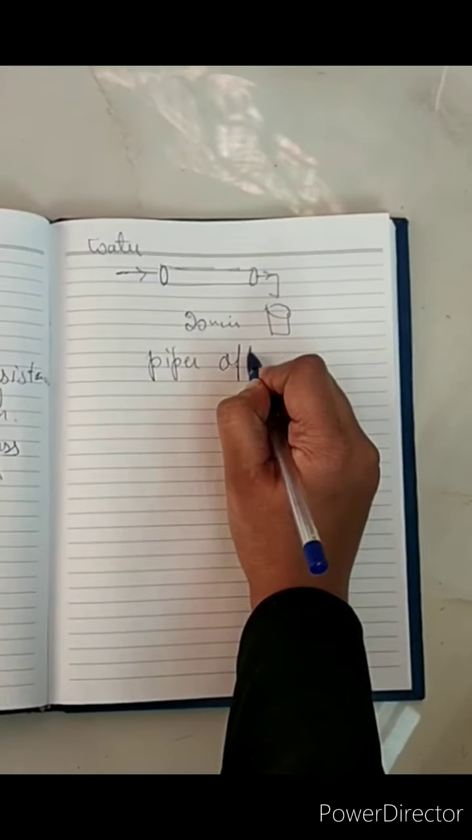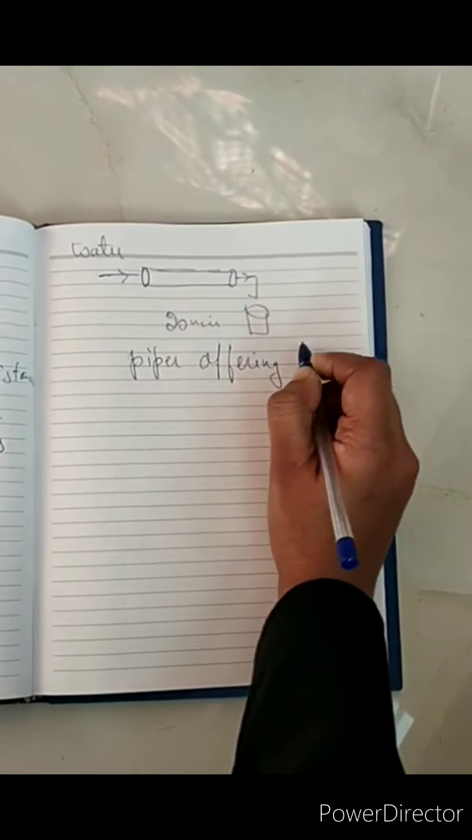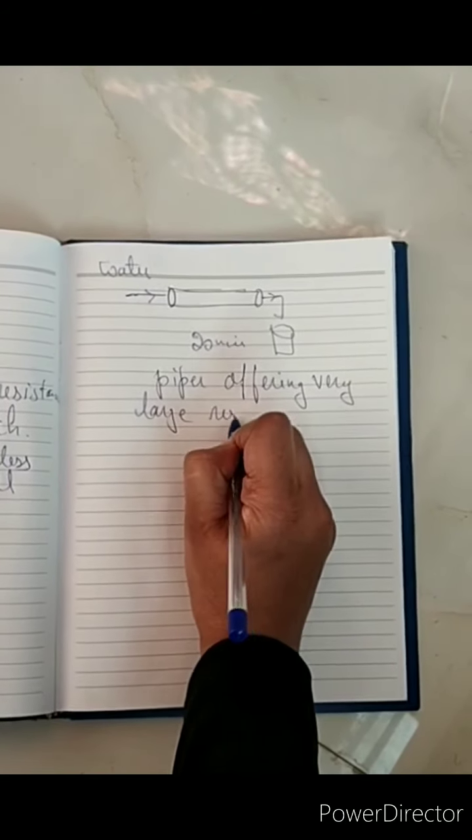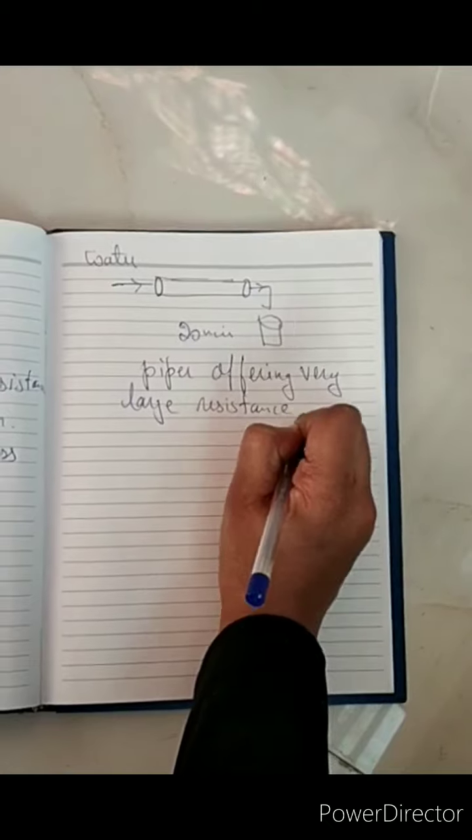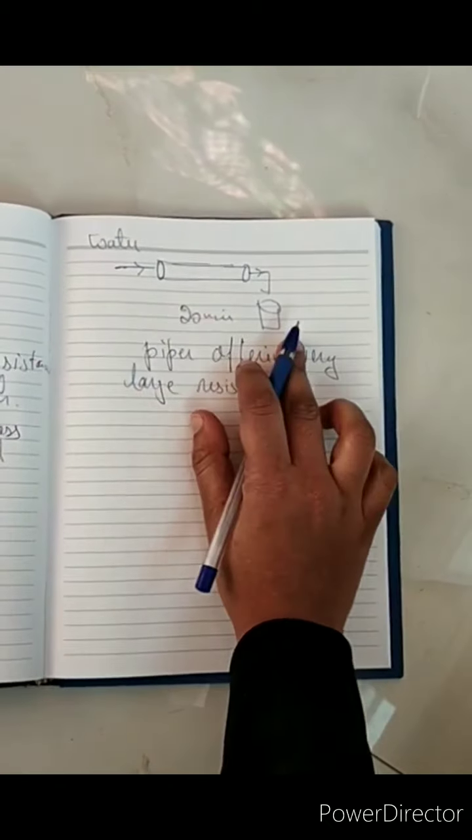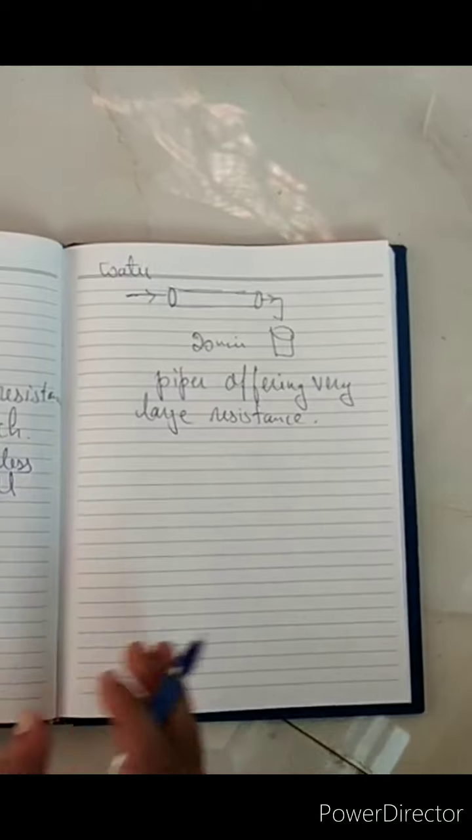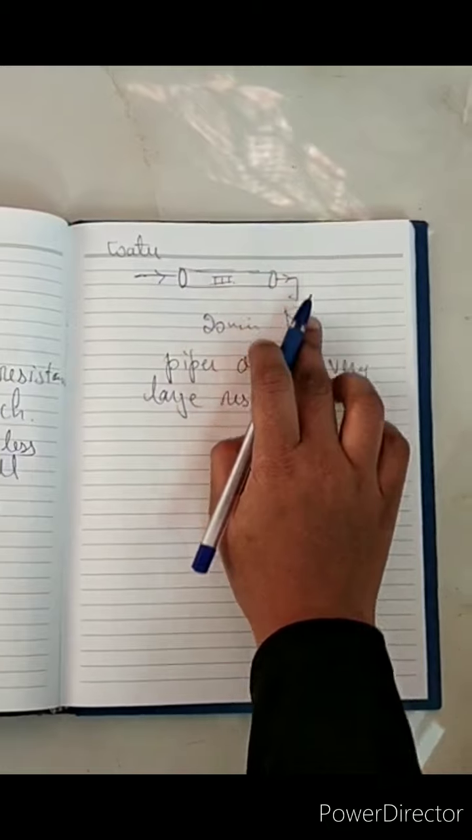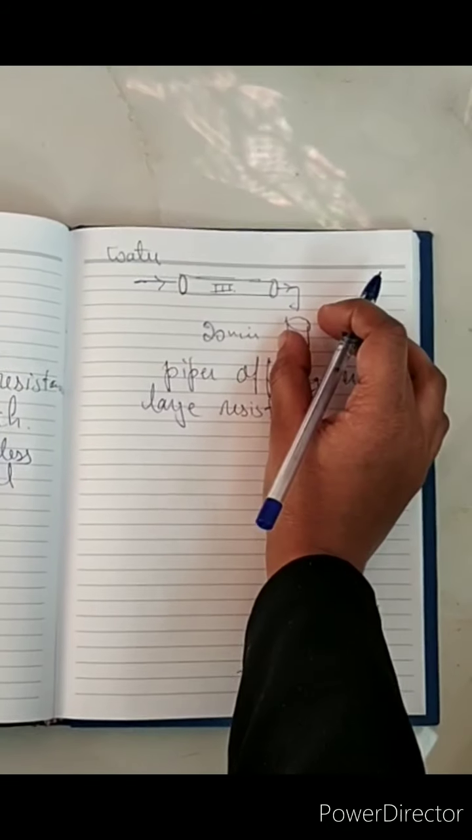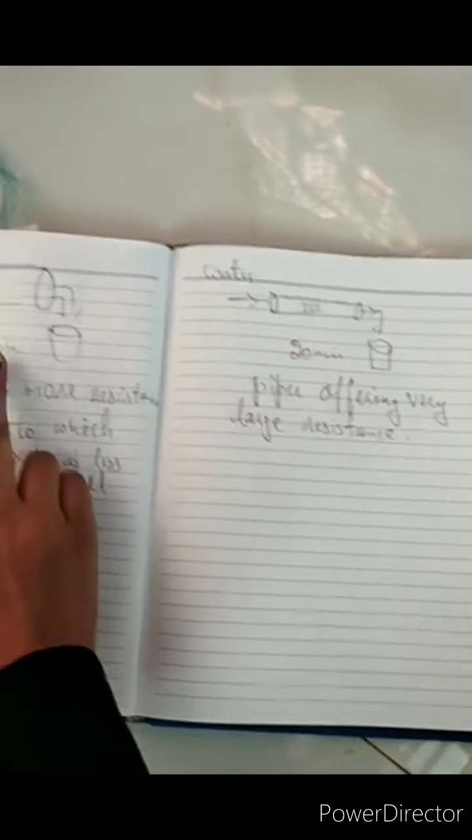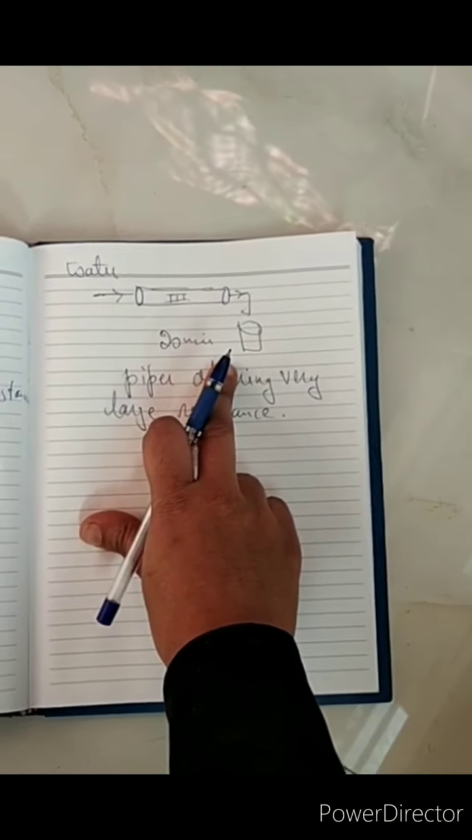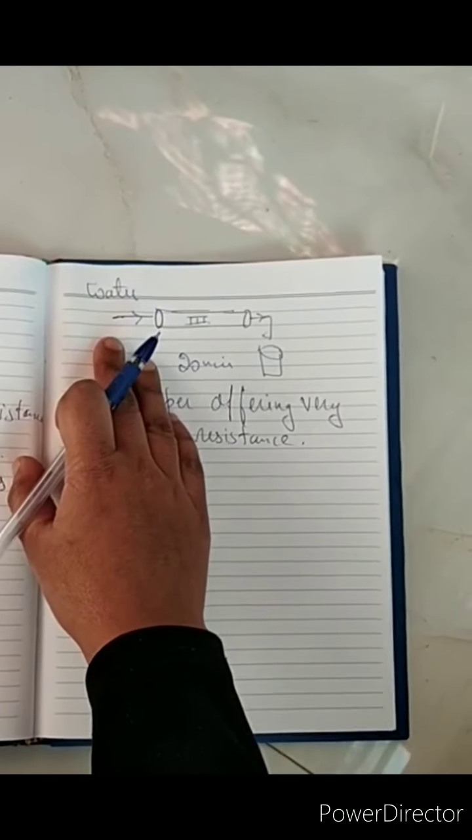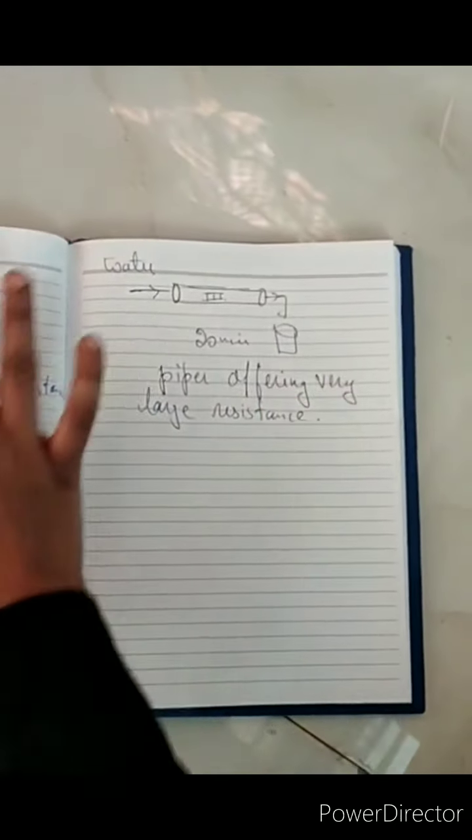The pipe is offering very large resistance, due to which it will take more time to fill this mug. Now you can easily see the same water is coming in, and of course the same water will come out, but the time required is 10 minutes here and 20 minutes here. So what does it imply? That it hampers the velocity of the water. Same water, similar, this is the example.